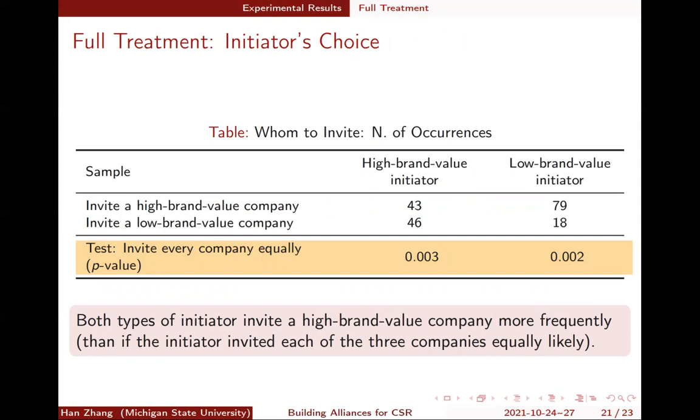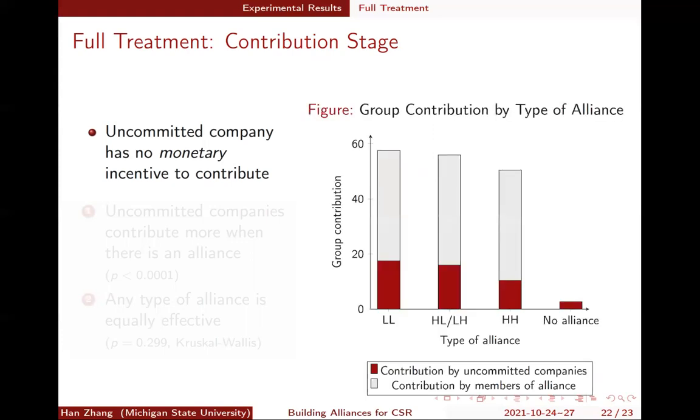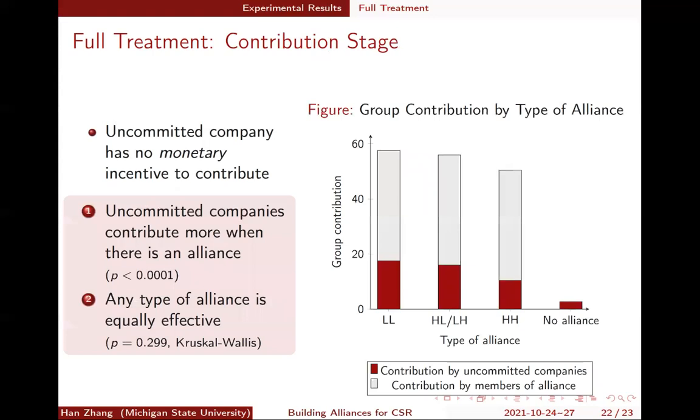Next, let's look at the decision of uncommitted companies in the contribution stage. In the contribution stage, an uncommitted company has no monetary incentive to contribute. She will always take away more by not contributing. Yet, we observe significant contribution by uncommitted companies, represented by the red segment of the group contribution in the figure. The data show that uncommitted companies contribute significantly more when there is an alliance than when there isn't. Curiously, we find that any type of alliance, even a low-low type, is effective, and in fact, equally effective.